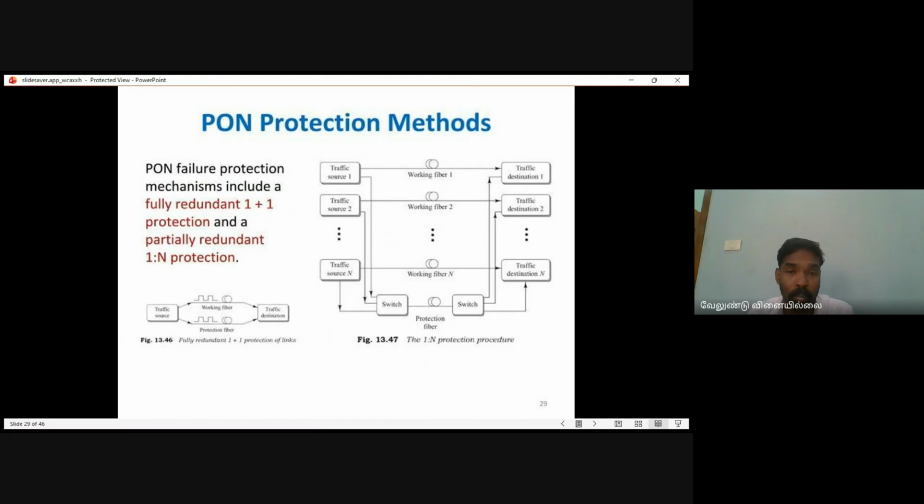The protection methods: how the protection methods work in the PON. Yes, these are the protection methods. What are the traffic sources and how are they to be protected? If anything is congested, automatically, if a fault occurs, it keeps changing its protections, the layers. So this is the demonstration of PON protection methods.